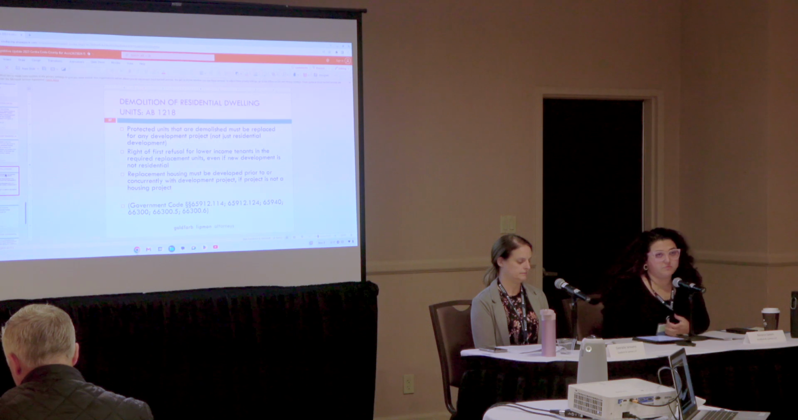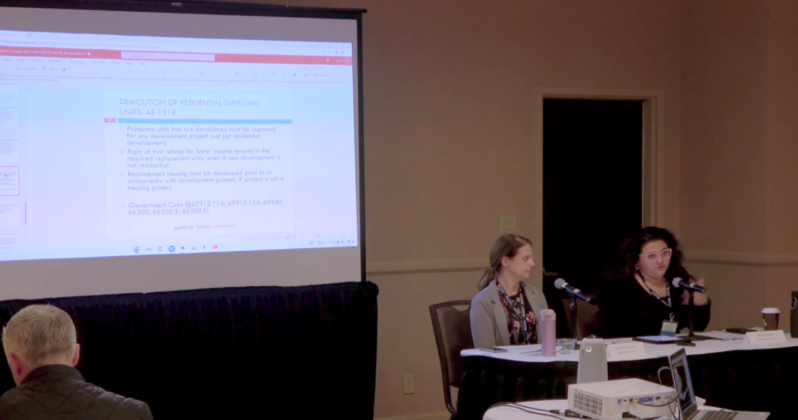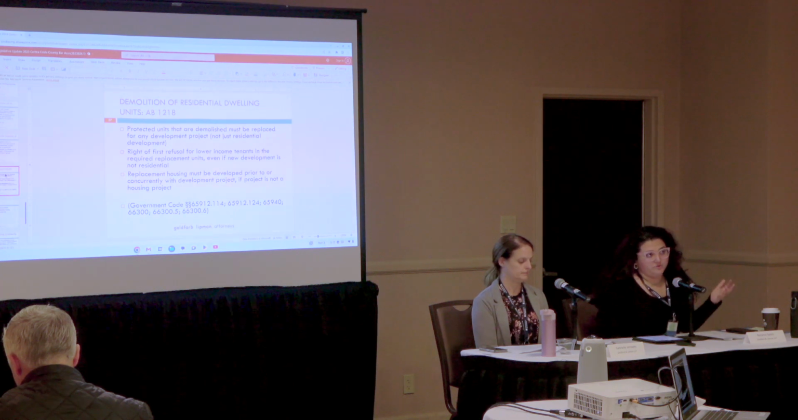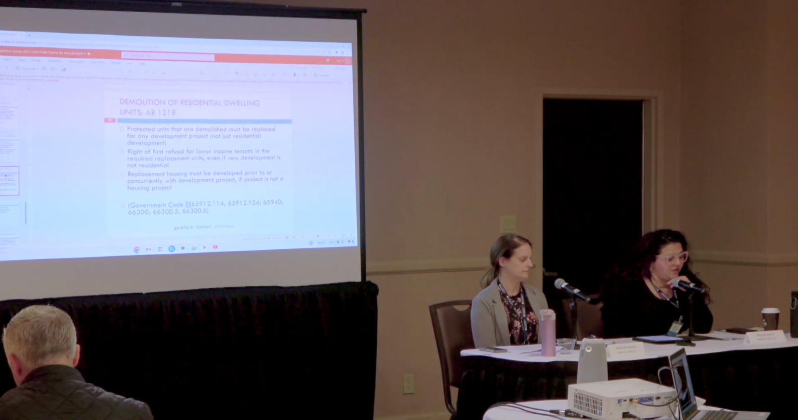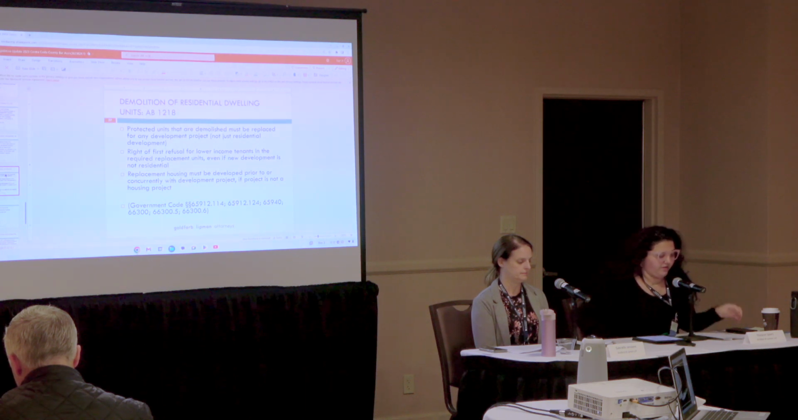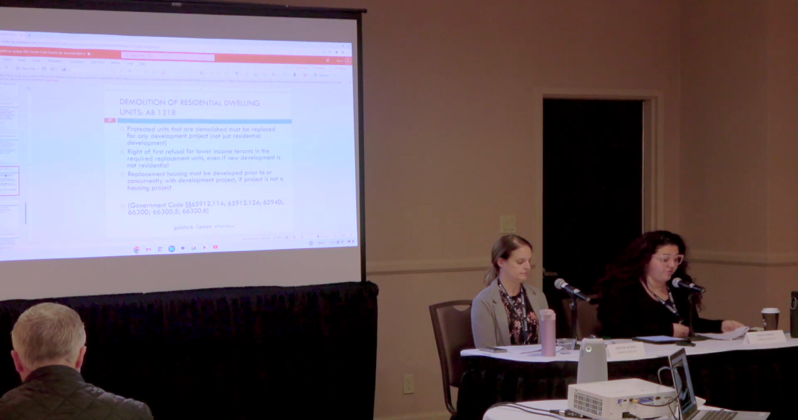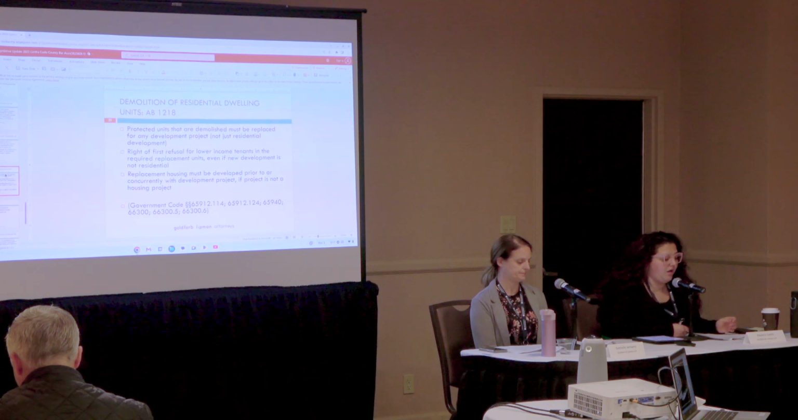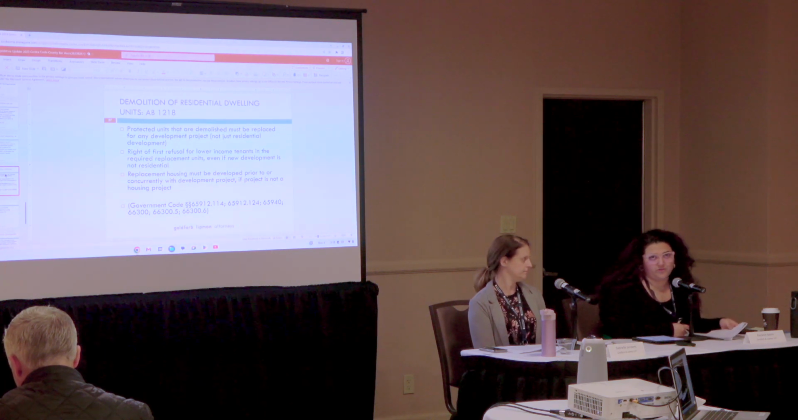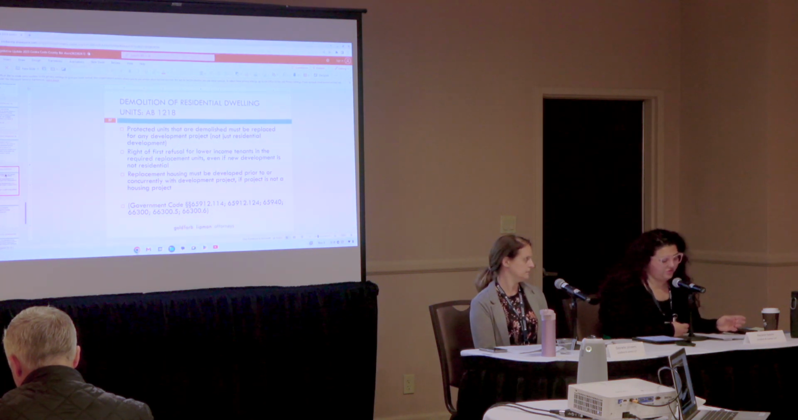So SB 330, in its original form, provided that if certain protected units are demolished, one, they need to be replaced 1 for 1, so you cannot demolish 20 units and only build 15, you have to build at least 20. And it also provided the tenants of those units with right of first refusal in the new development, as well as relocation assistance of up to 42 months rent differential.